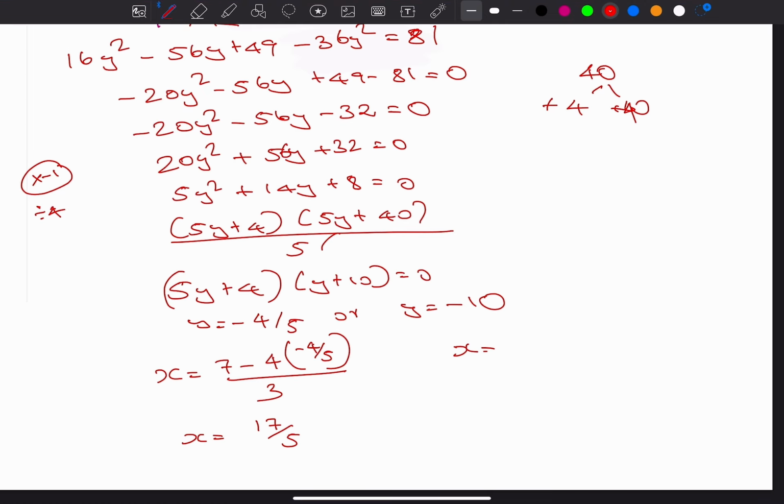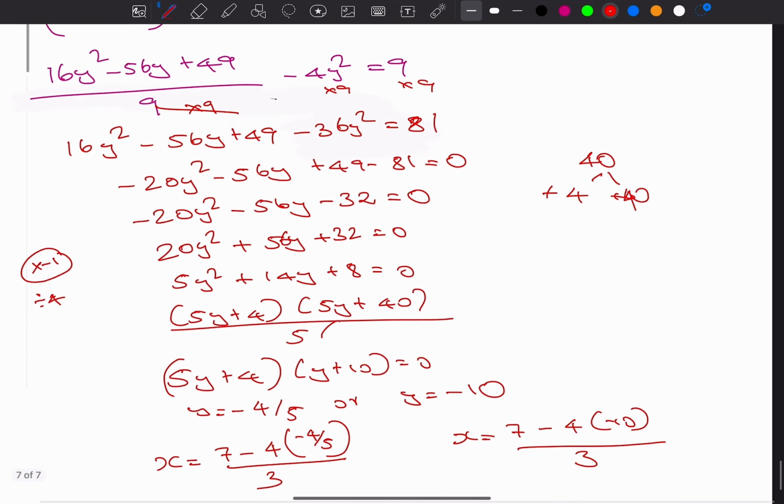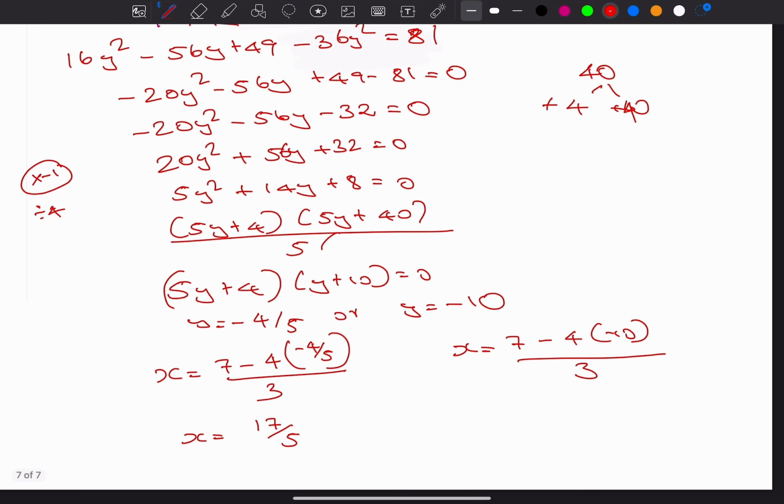And x is equal to, what was it? 7 minus 4 bracket minus 10, over 3. 7 minus 4y over 3. That's 7 minus 4 bracket minus 10, over 3. That will give you x is 47 over 3. And this is your other set of answers. And here, for that, and that. There you go. So always do it exactly the same method. Don't try to change anything. Yeah, that should do.